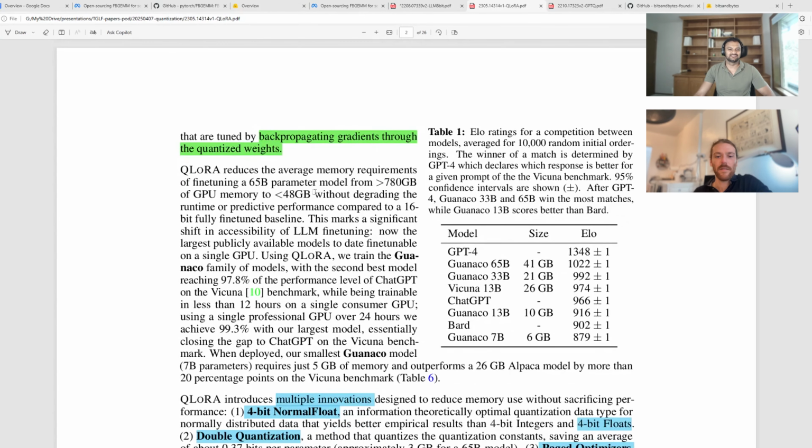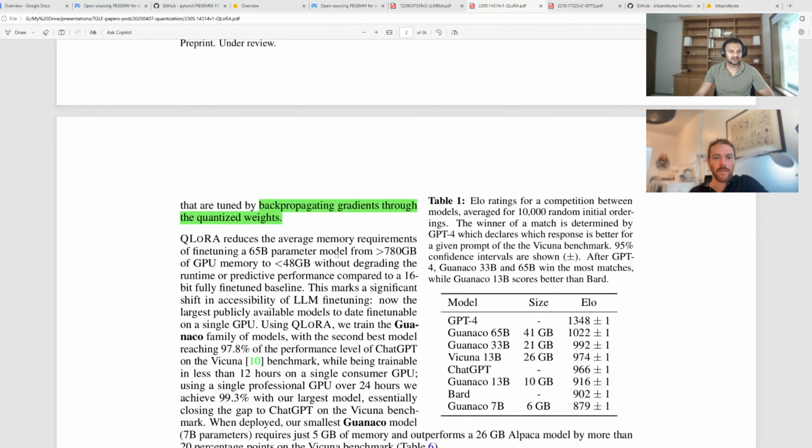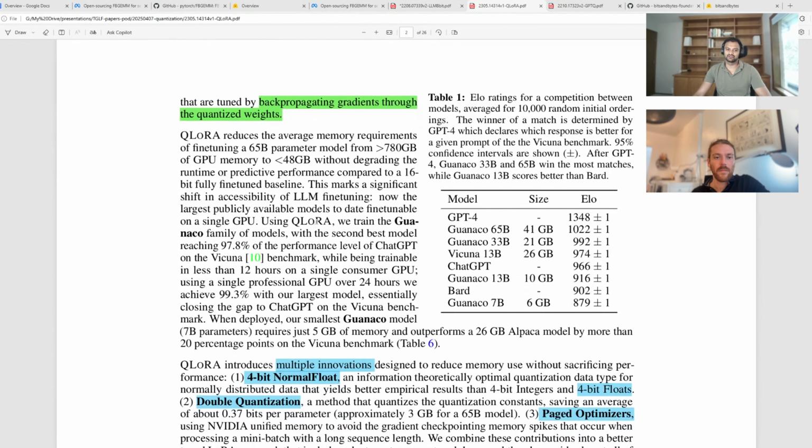Exactly. Okay. So here the authors are very happy to say they reduced the memory requirement for 65 billion parameter models from 780 GB to less than 48 GB, which is very impressive. And then you can also fine-tune these models on a single GPU. And they talk about like 12 hours on a single consumer GPU.